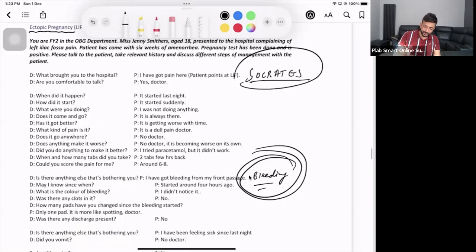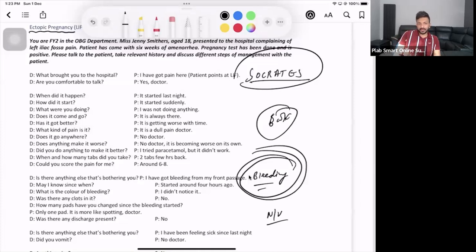So what else do you do? You ask another thing. This patient says, I've been having some nausea, vomiting as well. And when was your last menstrual period? It was 6 weeks ago. It means she is pregnant, and with pain on the left or right side, what comes to your mind is ectopic pregnancy only.